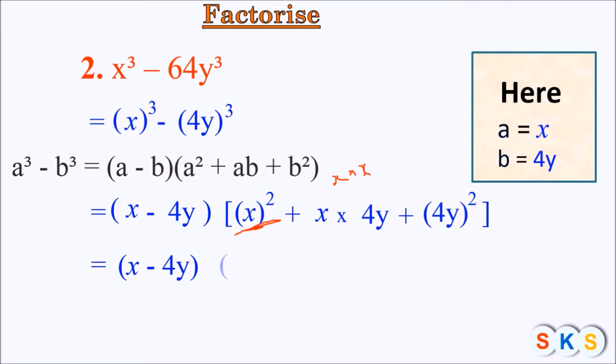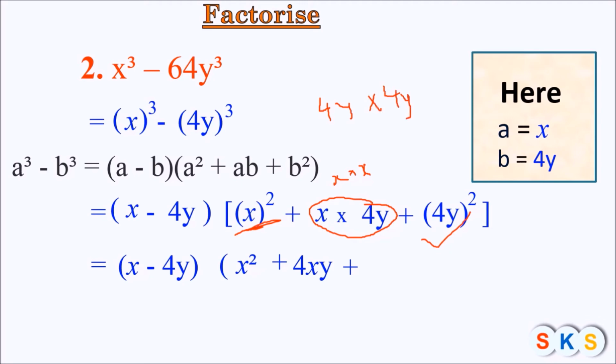We'll get x square plus, now we have x into 4y. Here we have x into 4y, and x into 4y gives us 4xy plus, now here we have the last term as 4y the whole square, and 4y the whole square means 4y into 4y. 4 into 4 gives us 16, and y into y gives us y square. So we will get here 16y the whole square.